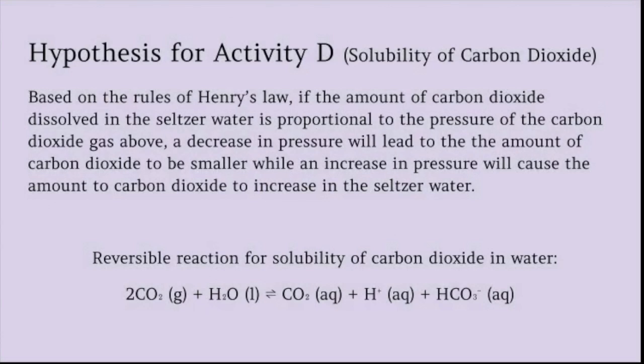Based on the rules of Henry's law, the amount of carbon dioxide dissolved in the seltzer water is proportional to the pressure of the carbon dioxide gas above. A decrease in pressure will lead to the amount of carbon dioxide becoming smaller, while an increase in pressure will cause the amount of carbon dioxide to increase in the seltzer water.